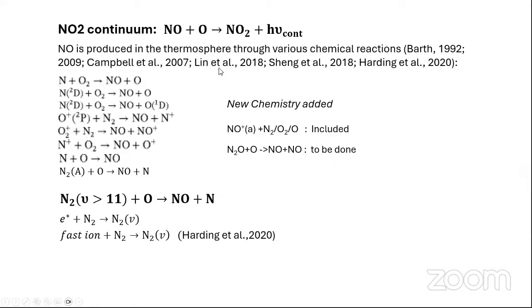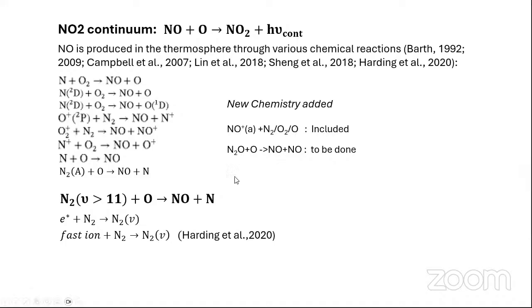Obviously, the nitric oxide density is the key here. And the nitric oxide is produced in the thermosphere through various chemical reactions. Actually, I keep adding them according to colleagues' suggestions. However, if you carefully check, this conventional way of producing nitric oxide may not be able to produce the required density to cause the NO2 continuum of typical STEVE brightness.